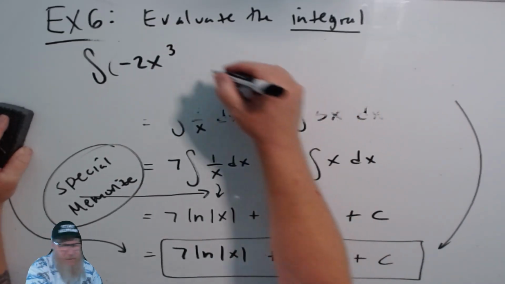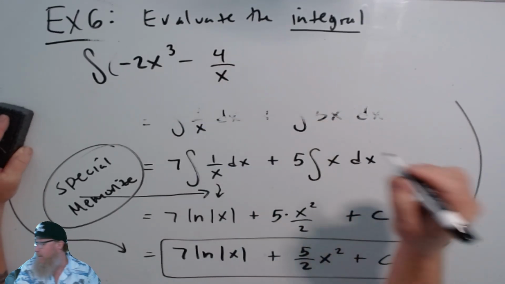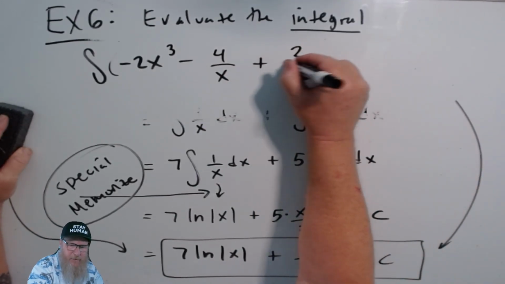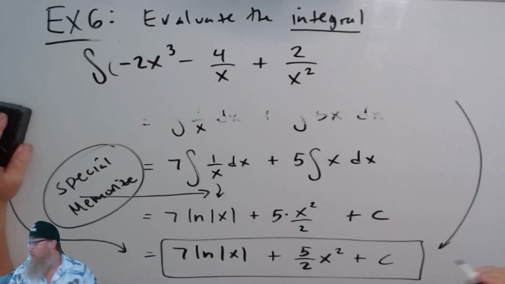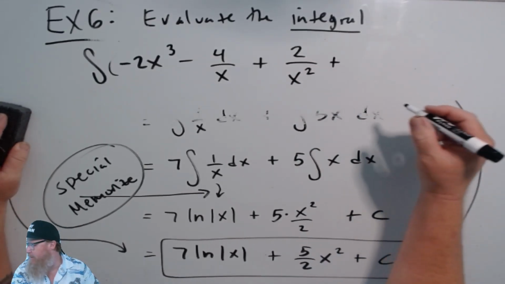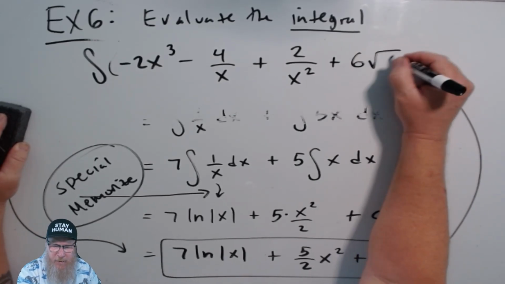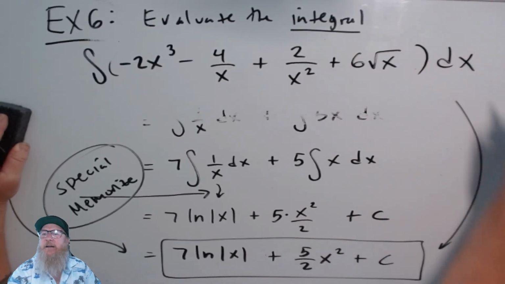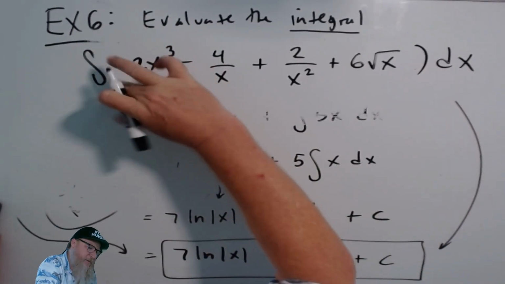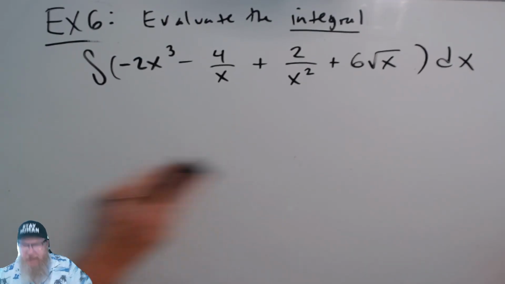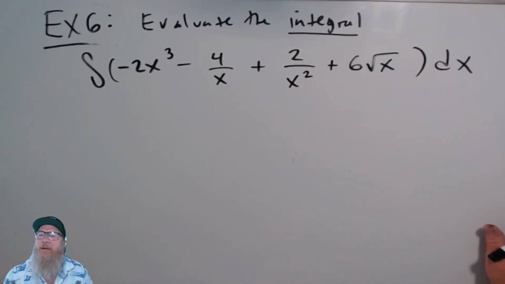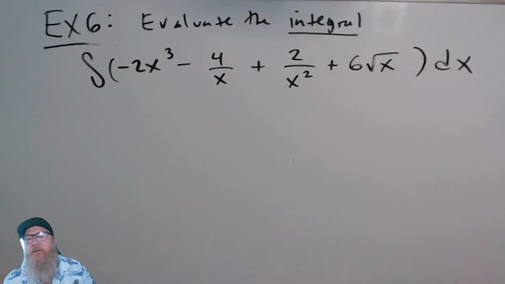2x to the third minus 4 over x plus 2 over x squared plus 6 square root of x dx. Oh, that's a monster. Well, how do you defeat a monster? One step at a time. Or there's an old proverb, how does one eat an elephant? The answer is one piece at a time.